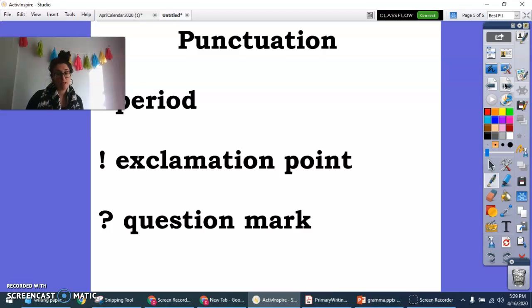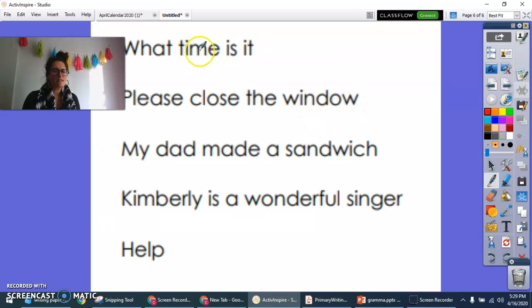Moving on. Next, we have to talk about punctuation because you need punctuation to end a sentence. Now, in kindergarten, we can use a period, an exclamation point, or a question mark. So we're going to practice with a few sentences next to see what kind of punctuation they need. What time is it? What kind of punctuation would I need there? Is it a question mark for a question? Is it a period? Or is it an exclamation point? I would need a question mark, so I would go ahead and do a question mark.